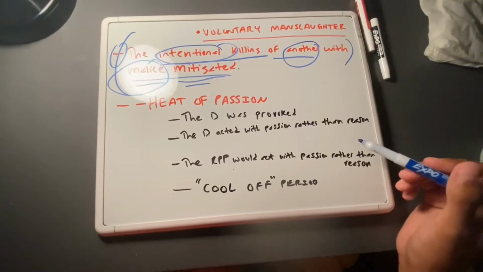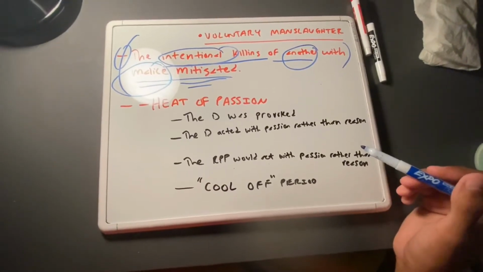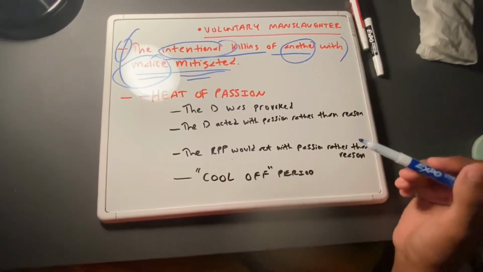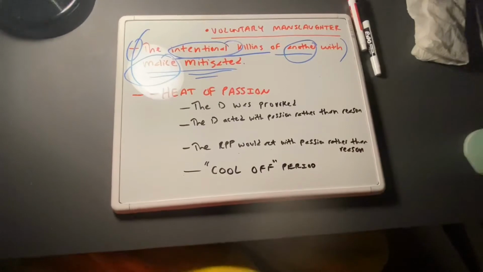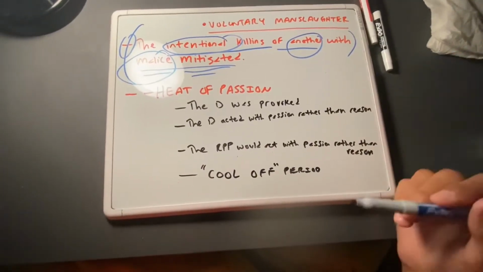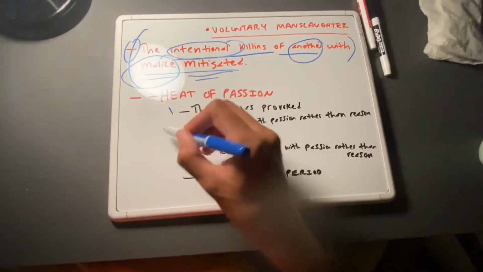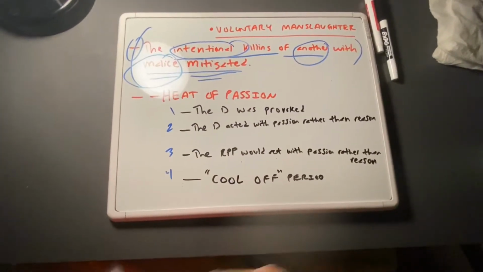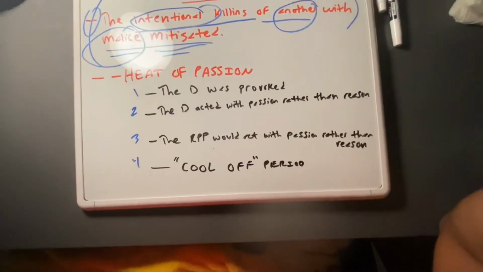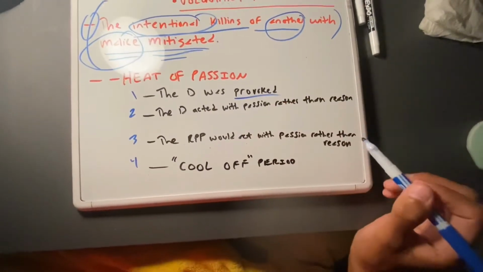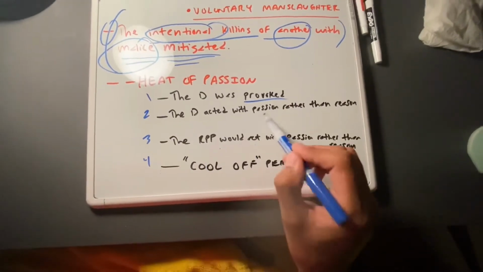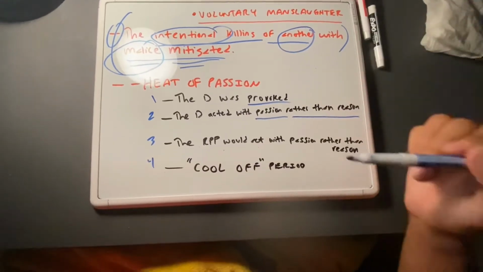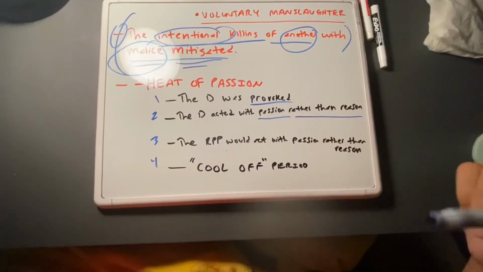Okay? So the heat of passion has 4 important elements that you have to go through, one at a time on your written exam, and even in your mind when you are thinking about MBEs. So let's get into it. We have 1, 2, 3, and 4 elements to think about. Heat of passion means that the defendant was provoked, and the defendant acted with passion rather than reason due to this provocation that was acted upon by the defendant.